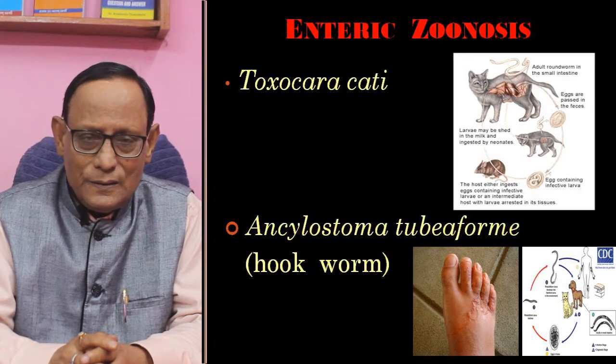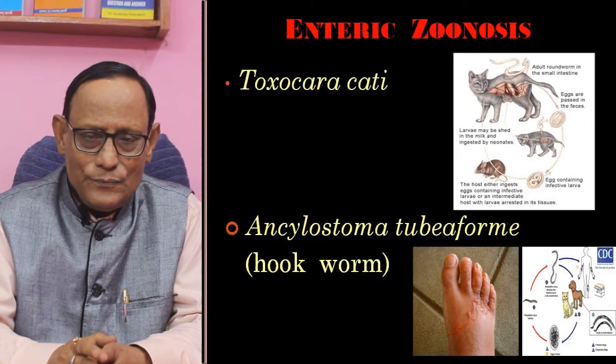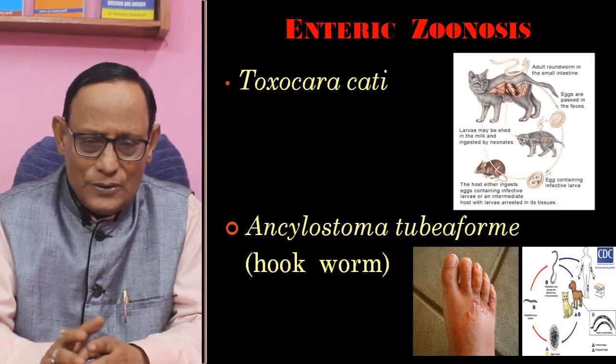Enteric zoonosis, that means through intestine, through gut, we have got Toxocara cati. This Toxocara cati may invade the human population through their eggs if accidentally it is ingested. Similar is the situation in case of Ancylostoma tubaeforme, that means the hookworm, which may penetrate through the legs or which may be ingested through cyst.